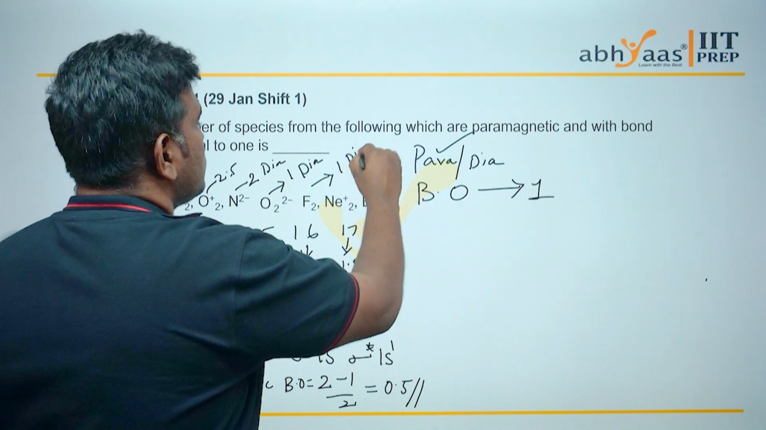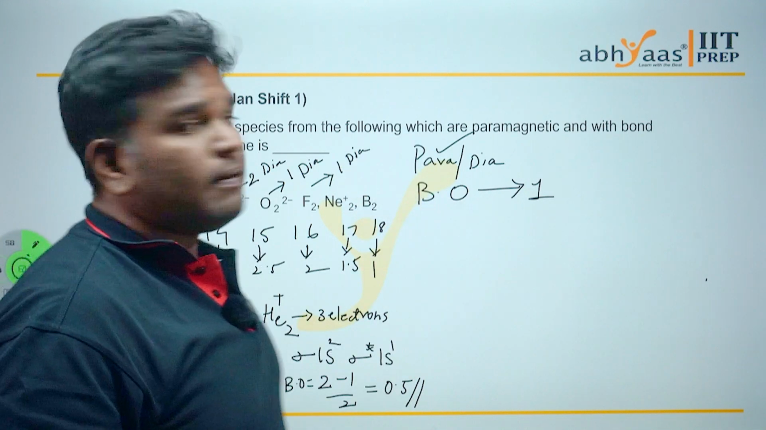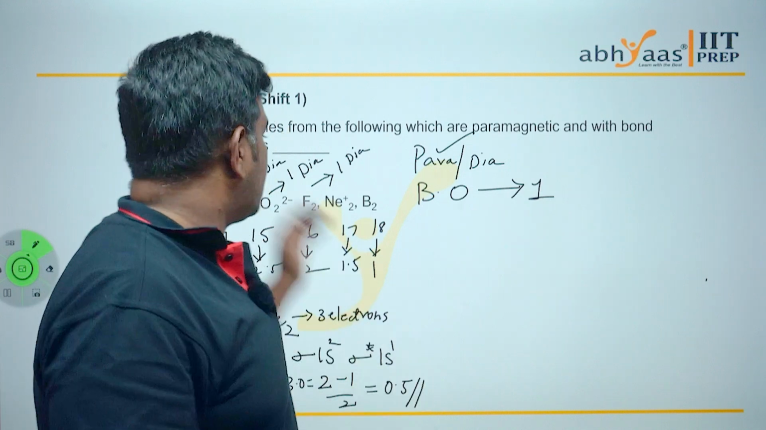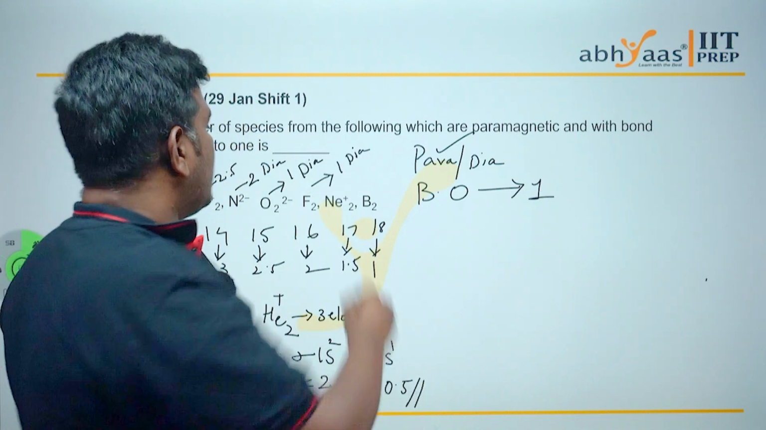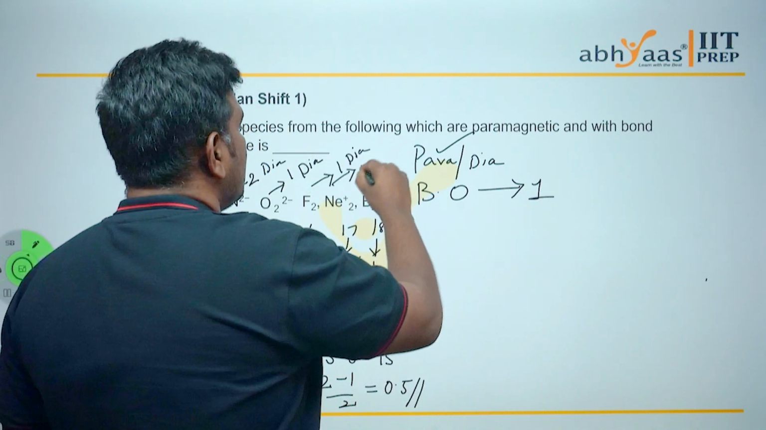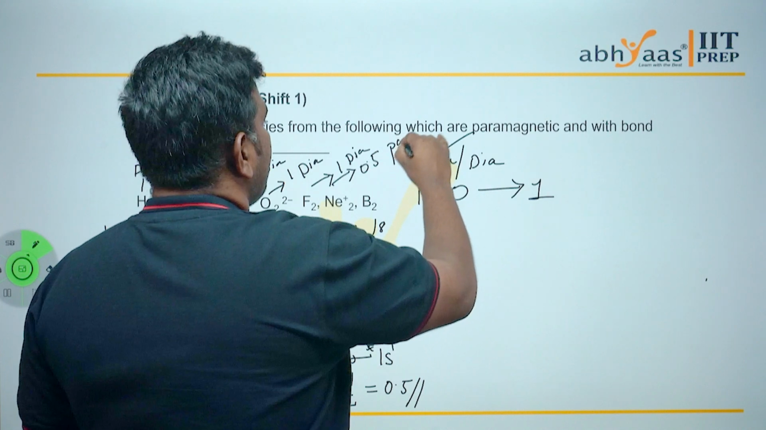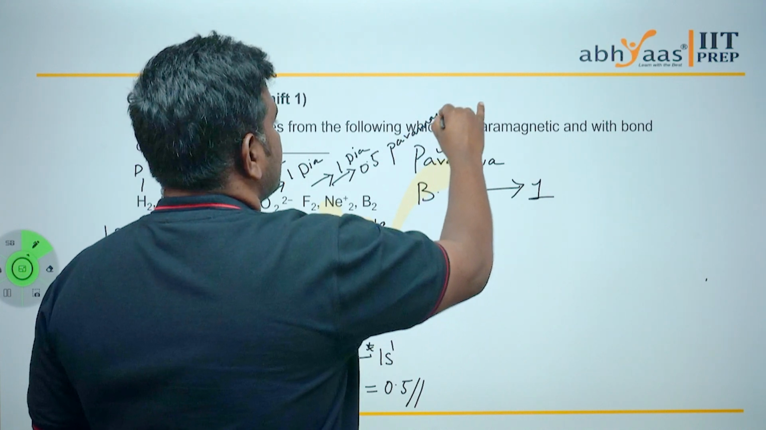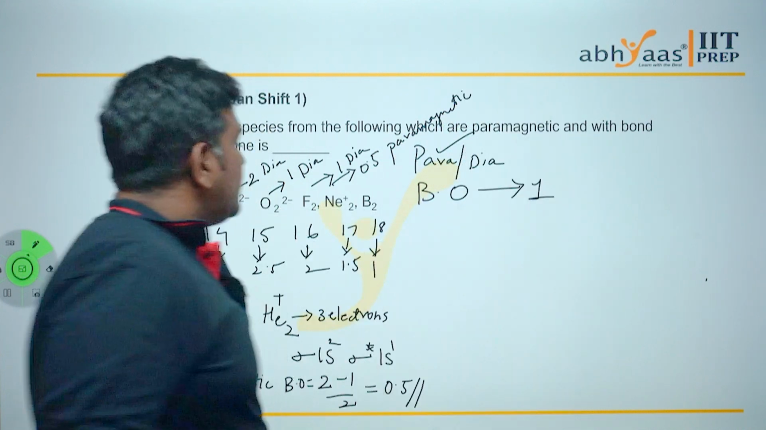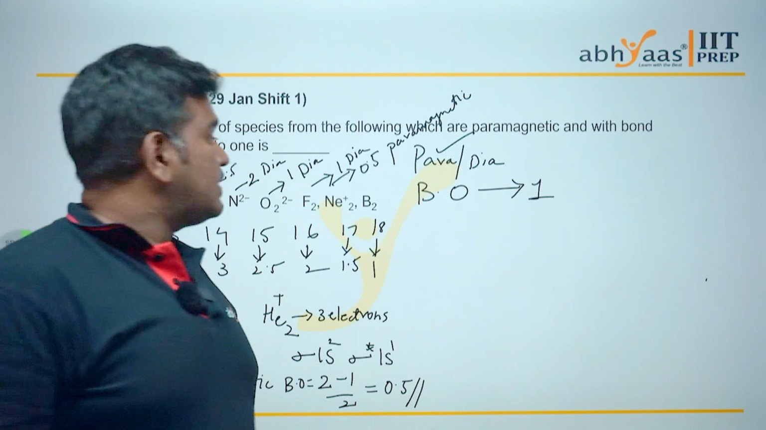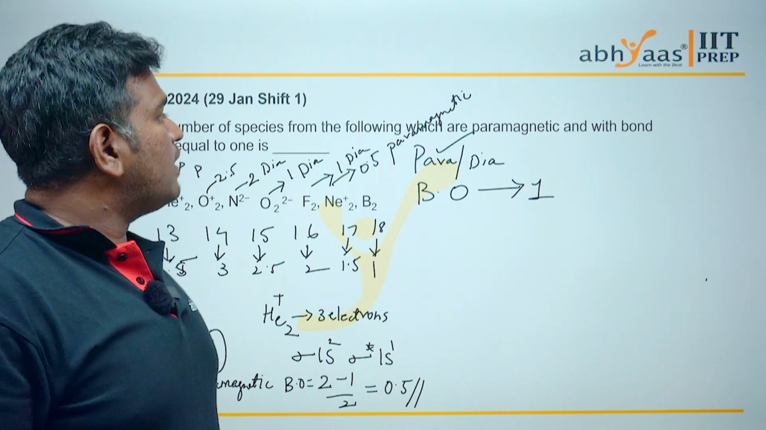So here it is bond order 1, diamagnetic. What is the question? We need bond order 1 and paramagnetic. We have seen it is 1 diamagnetic. Now Ne2 plus will have 19 electrons, and it will be bond order 0.5, paramagnetic.